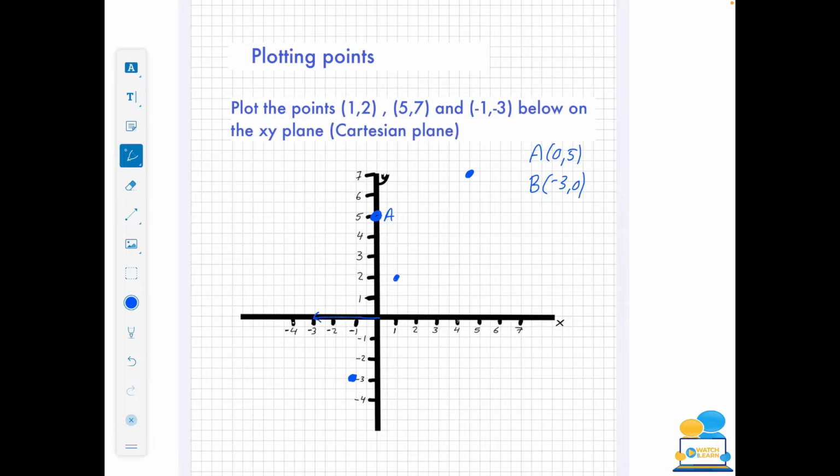So -3 tells us we need to go this way, and then 0, we don't move up and down at all, so that's the point B right there. Okay, so points are usually given capital letters like that A and B there, and this could often come up as the first part of a question. So you could be told to plot the points 0, 5 and -3, 0. Or you could be asked the opposite. So you could be shown the point A here, and you could be asked to write down the coordinates.